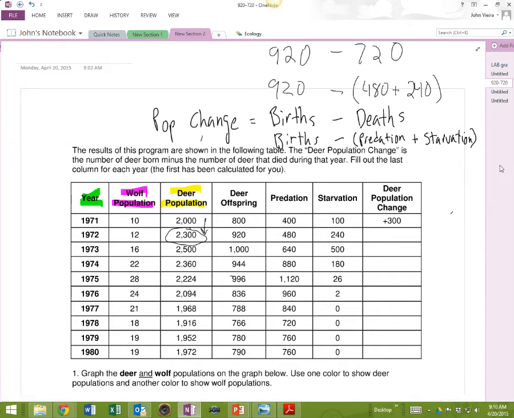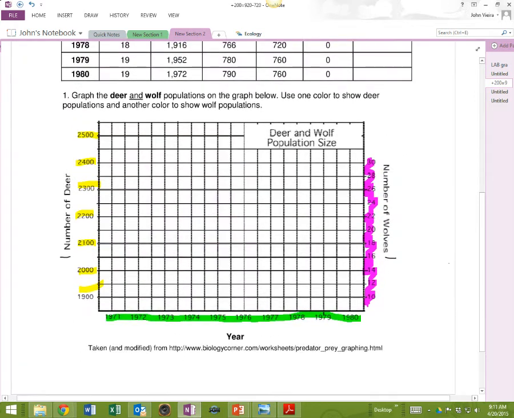So what's 920 births minus 720 deaths? What is it? Yeah, I'll put it over here. Now, is it positive or negative 200? Positive. So right here you would put plus 200. And you can see, obviously, that we had a plus 200 increase in population. So you need to fill in the rest of this column, okay? And then answer the conclusion and analysis questions after you make this graph.